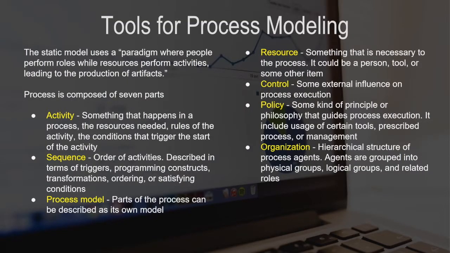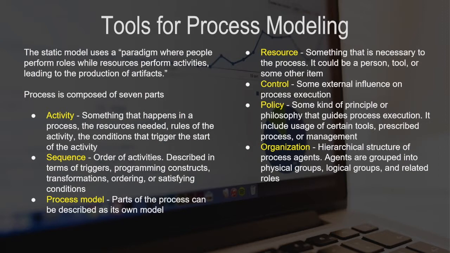The static model uses a paradigm where people perform roles while resources perform activities, leading to the production of artifacts. This is a complicated way of saying that the static model simply takes inputs and transforms them into outputs. Within the static model, there are 7 parts that we need to pay attention to. Activity, which is something that happens in the process. Sequence, which is the order of activities.